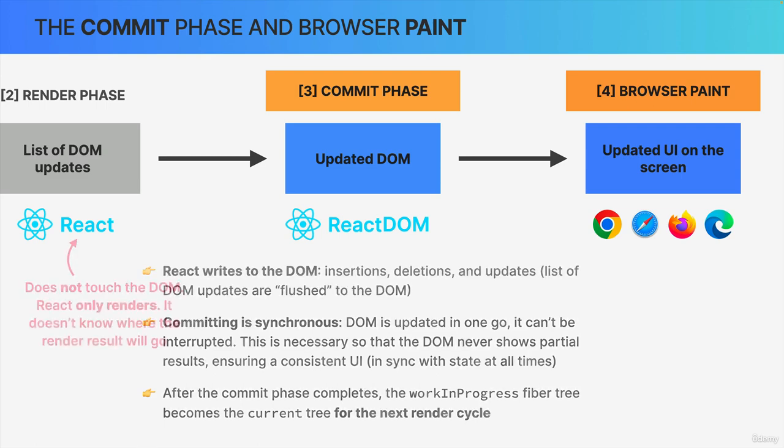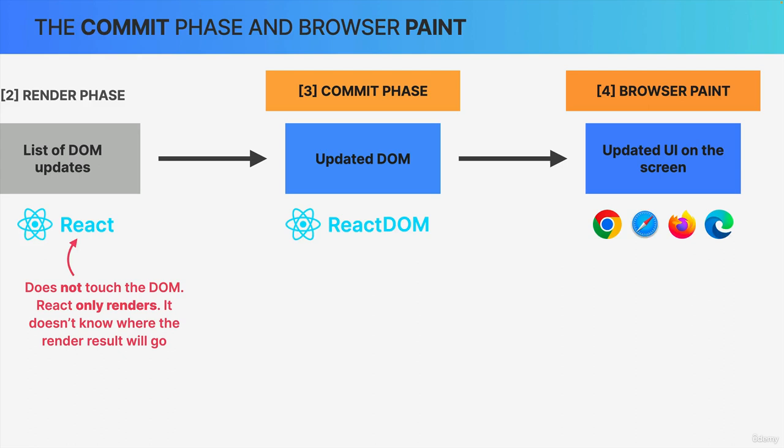So, in fact, React itself never touches the DOM, and it actually has no idea where the result of the render phase will actually be committed and painted. So, React only does the render phase, but not the commit phase. And the reason for that is that React itself was designed to be used independently from the platform where elements will actually be shown. And therefore, React can be used with many different so-called hosts.